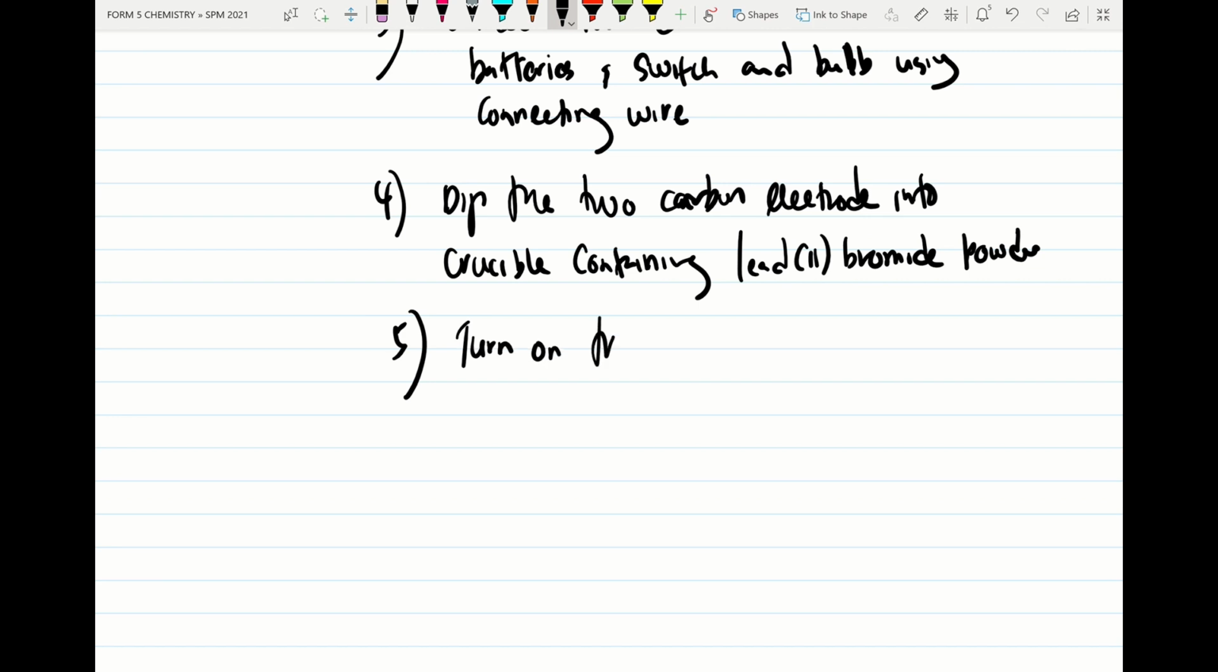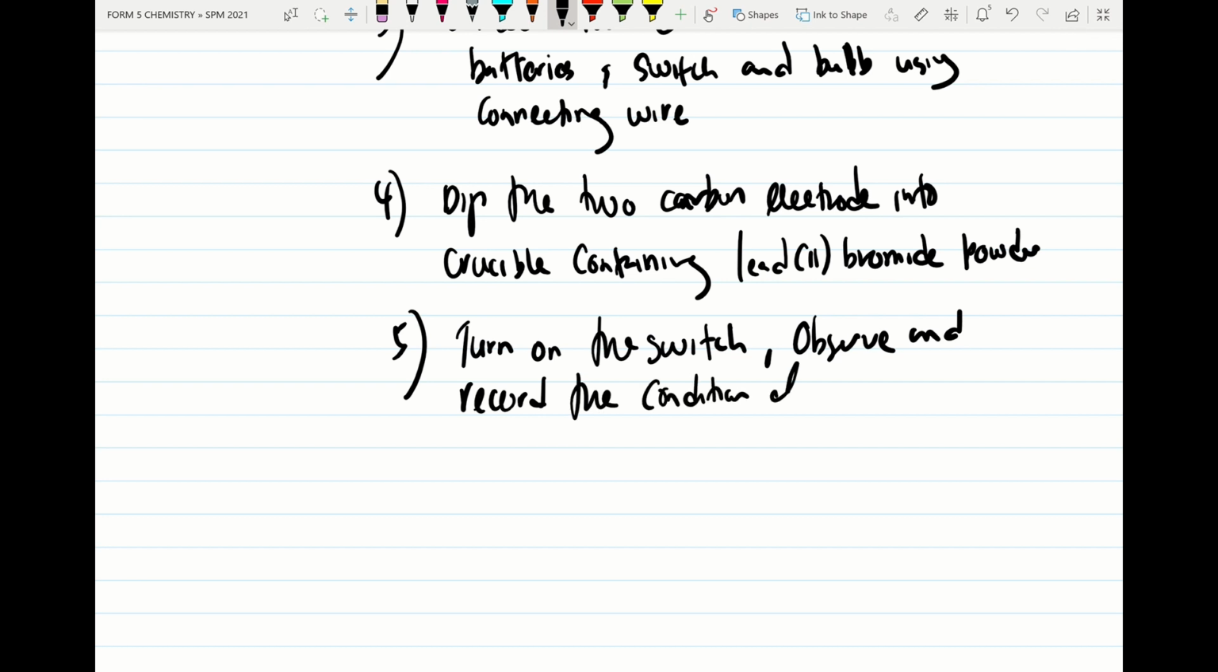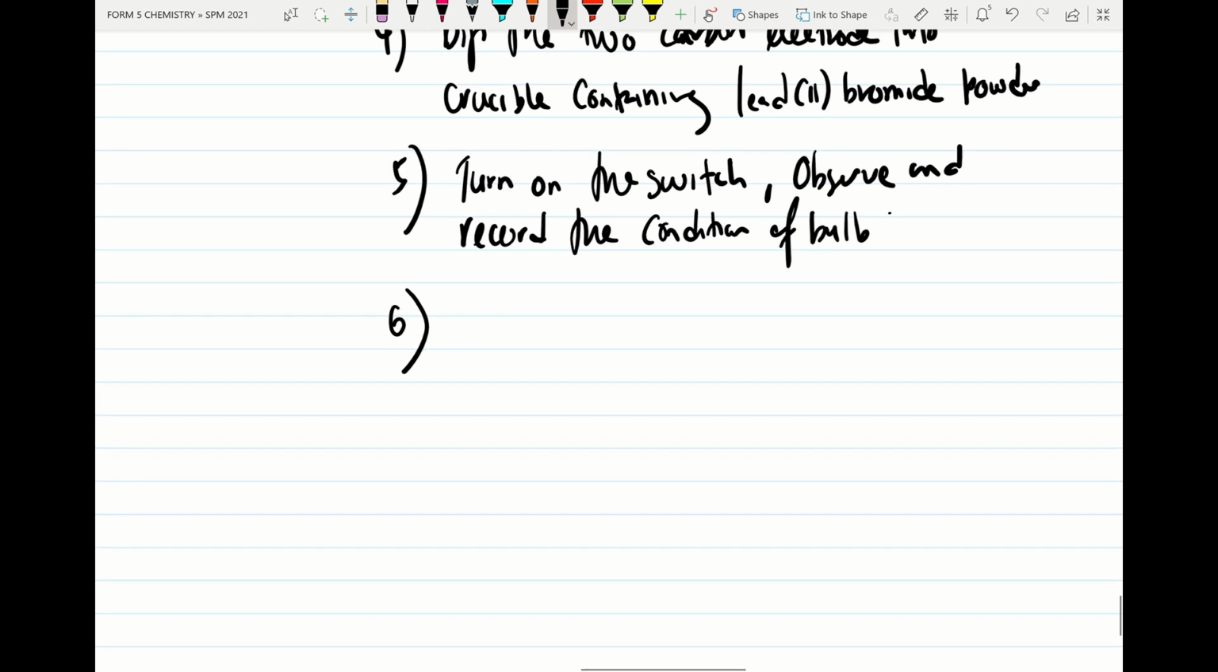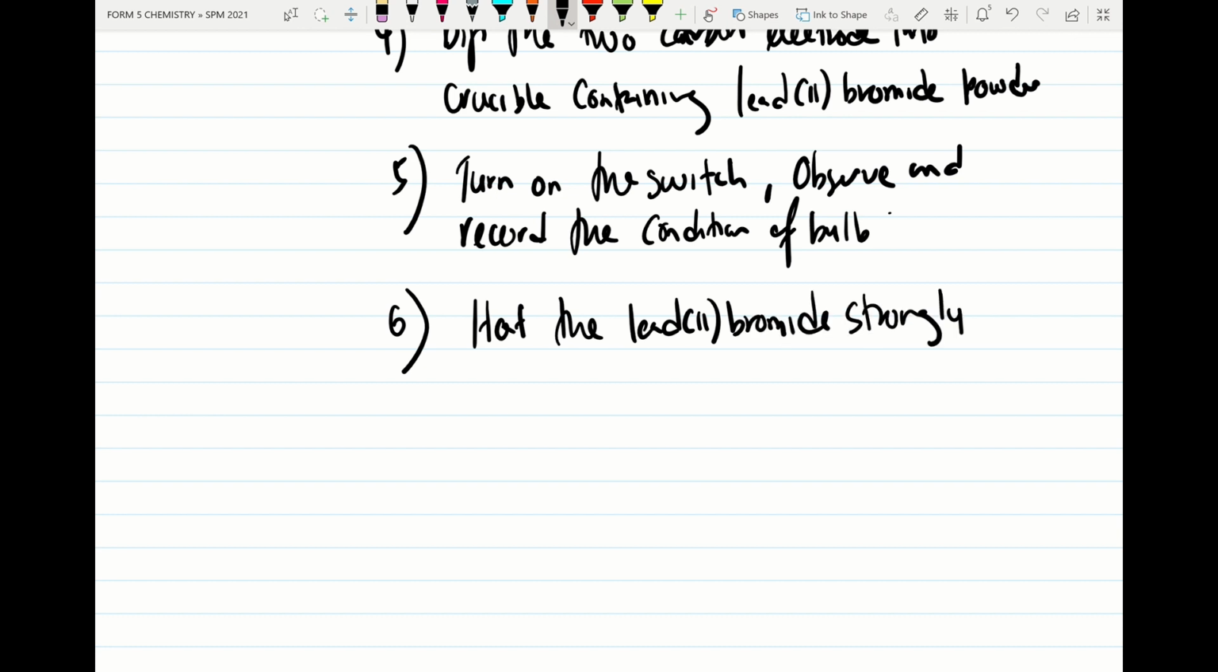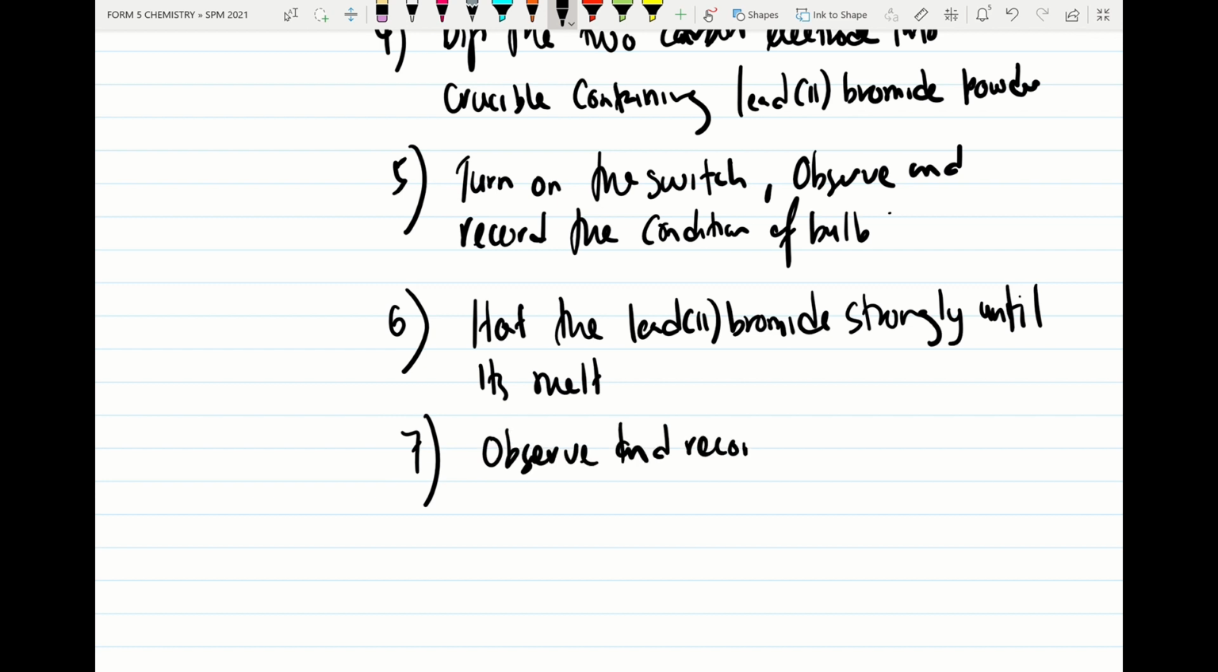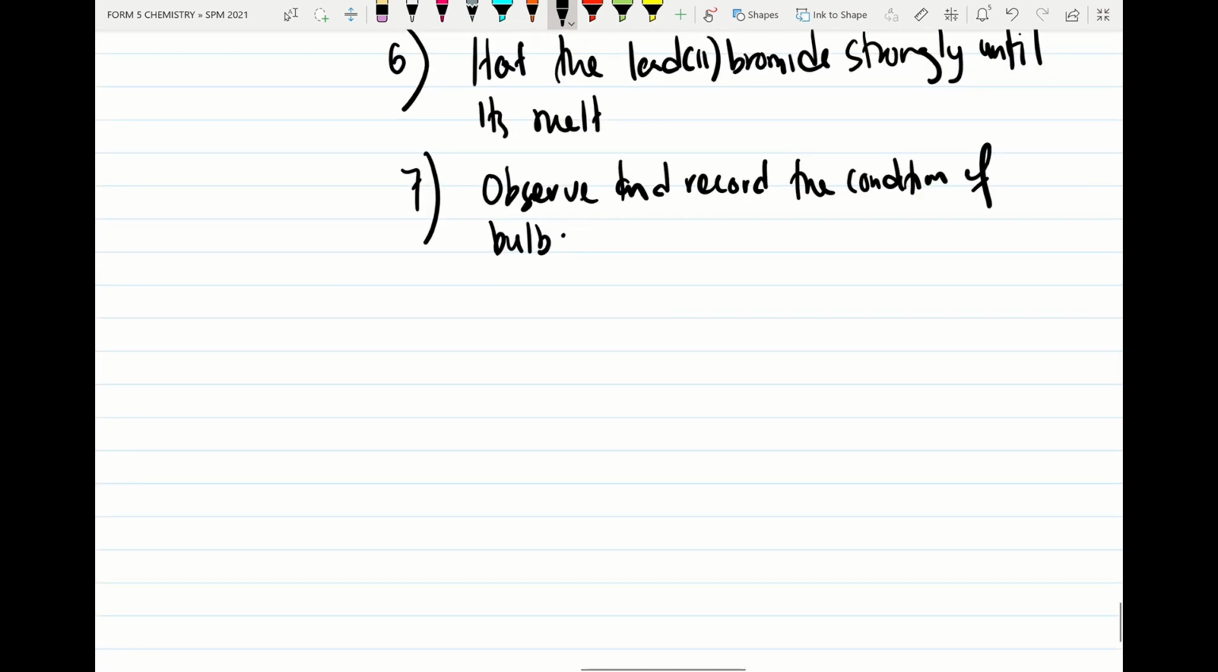Point number five: turn on the switch. Next point, observe and record the condition of the bulb. Point number six: heat the lead(II) bromide strongly until it melts. Point number seven: observe and record the condition of the bulb.